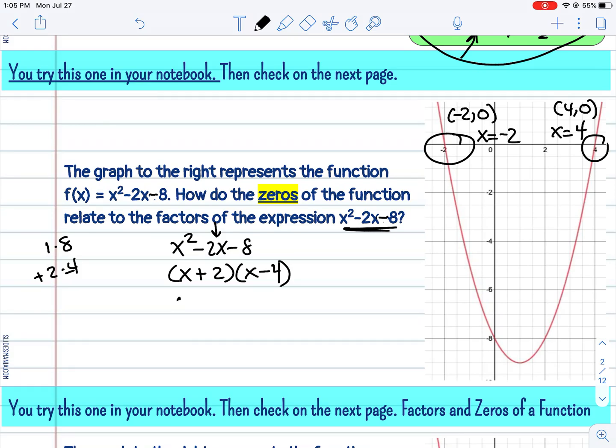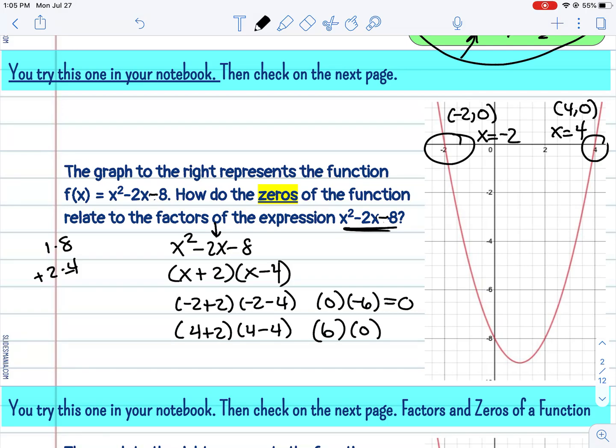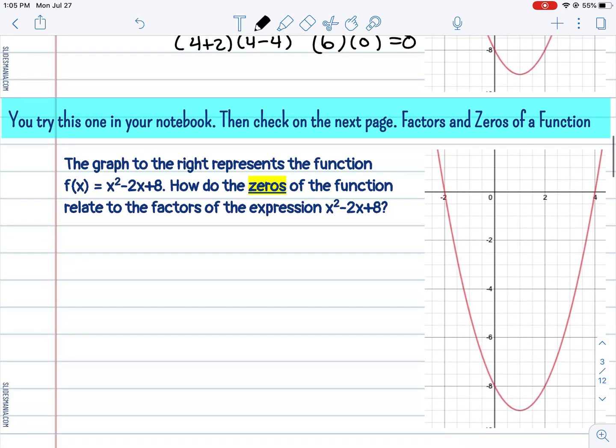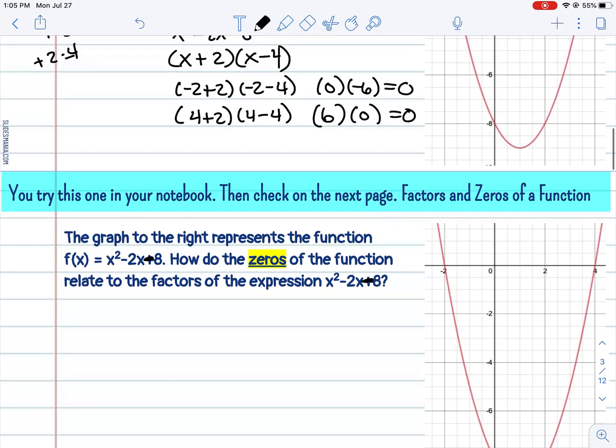And let's check our zeros there. So if I use the 0 of -2, I'm going to get 0 times -6, which is 0. So hey, that's a good one. And if I try the 0 of 4, notice I get now 6 times 0, which is 0. So there's that relationship that when you substitute your zeros into your factored form, they actually make 0. Again, keep in mind that was a little typo. There should have been -8s.